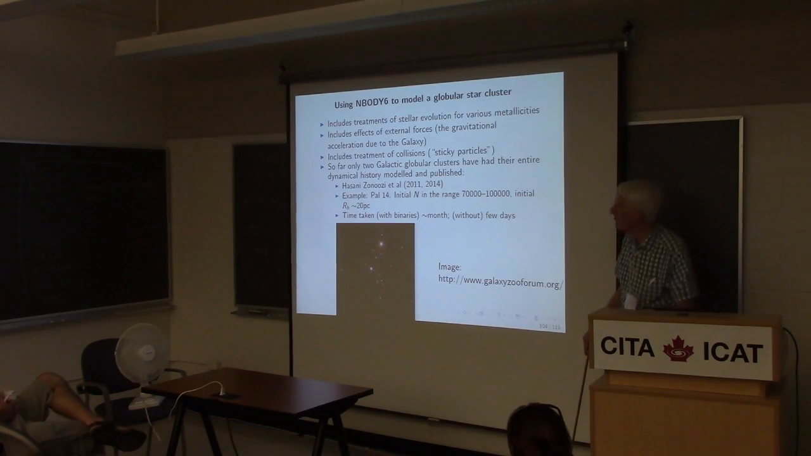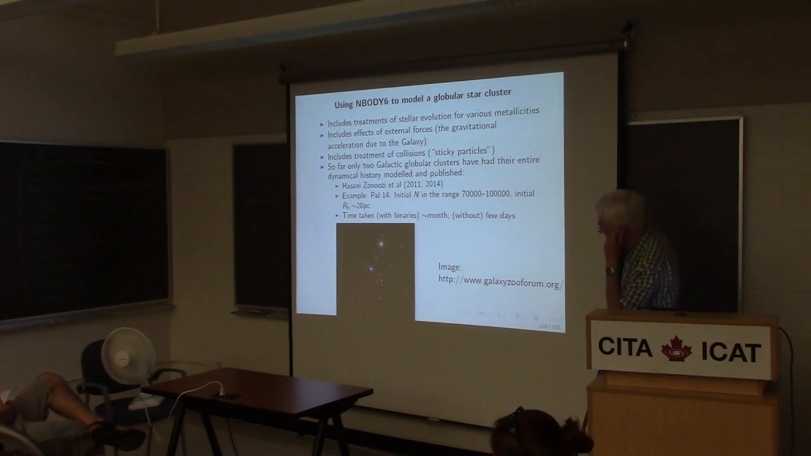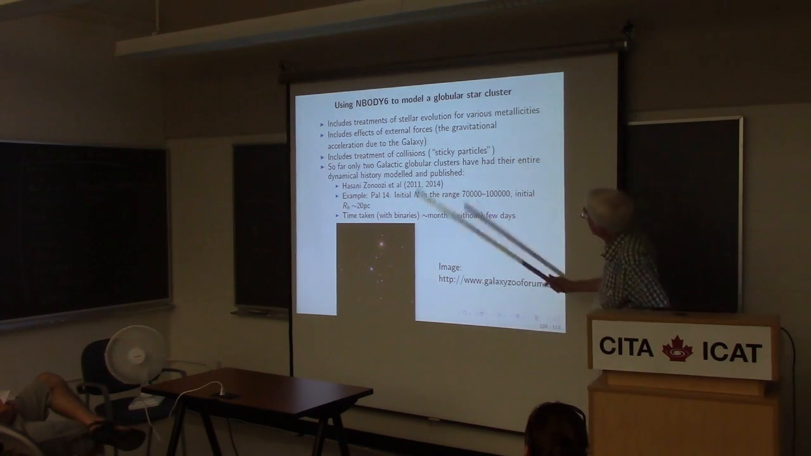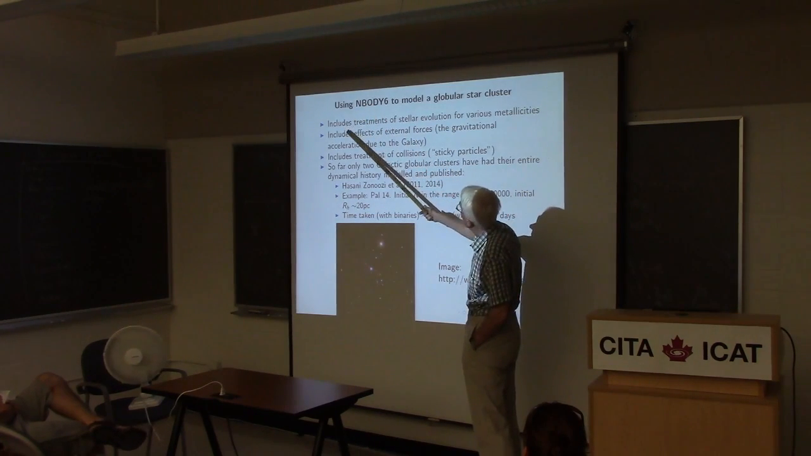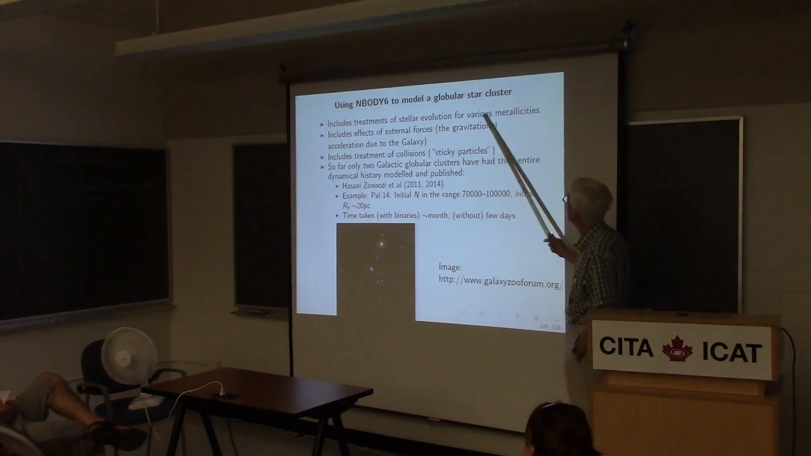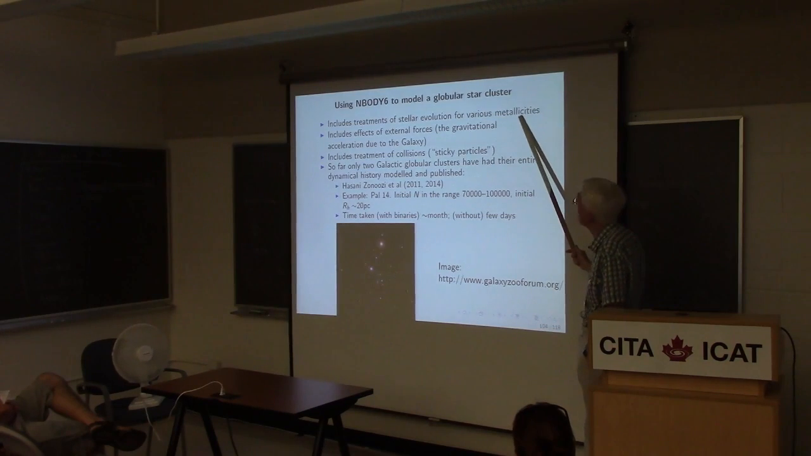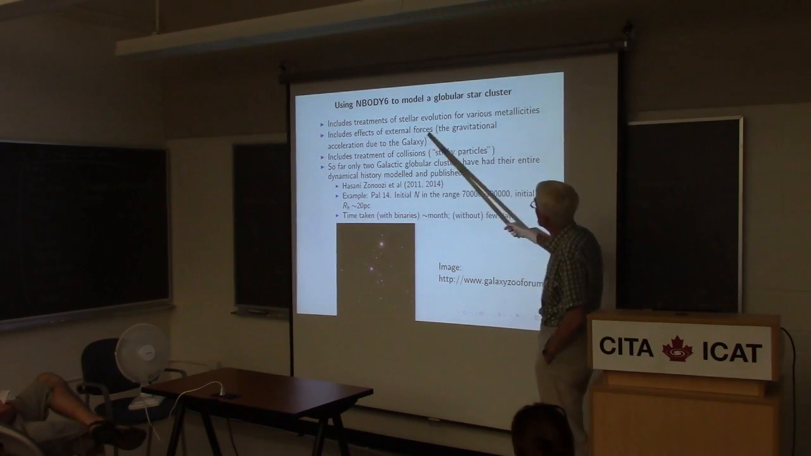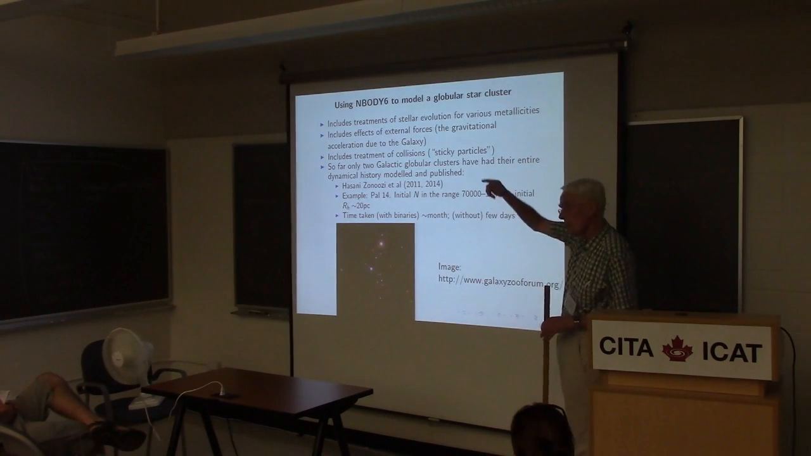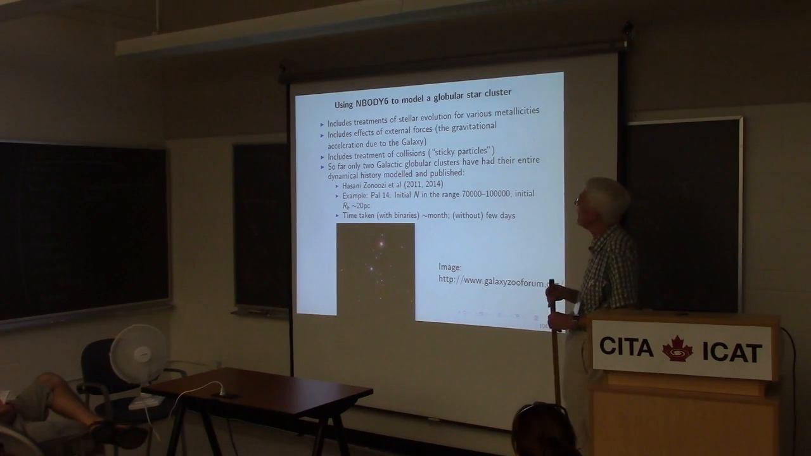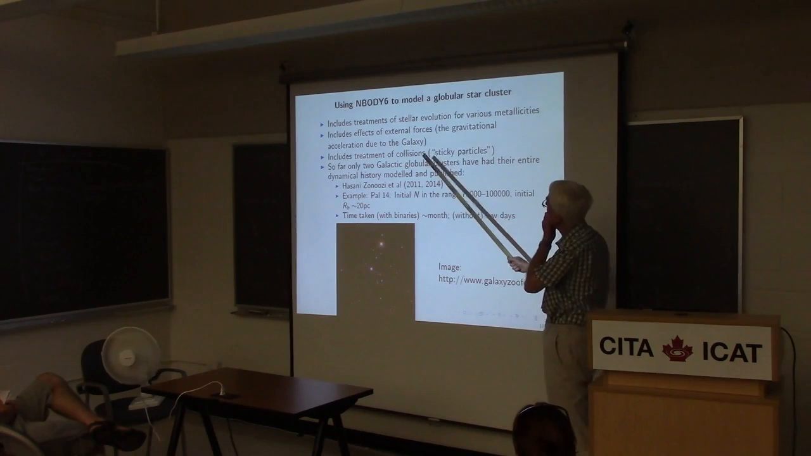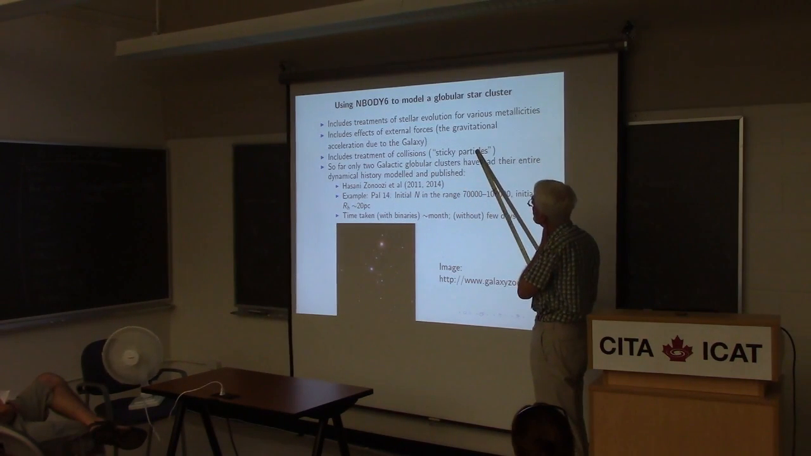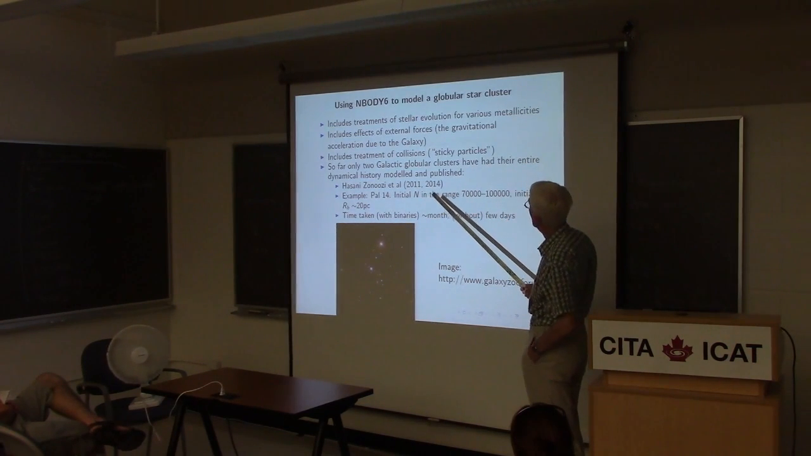So in the last 15 or 20 minutes or so, what I want to do is to show you how N-body 6 has been adapted, or applied, to do what these lectures are about, which is handle the dynamic evolution of globular star clusters. And it's not just the dynamics in N-body 6 which makes it appropriate. It includes treatments of stellar evolution, parameterized stellar evolution for various metallicities, which is important for the globular clusters, obviously, because we have a range of metallicities. It includes modeling of the effects of external forces, gravitational acceleration due to the galaxy. You can put the cluster on an oval orbit around the galaxy if you want. And it includes treatments of collisions, primitive treatment of collisions, but it's the best that one can do without spending a lot of time on them.